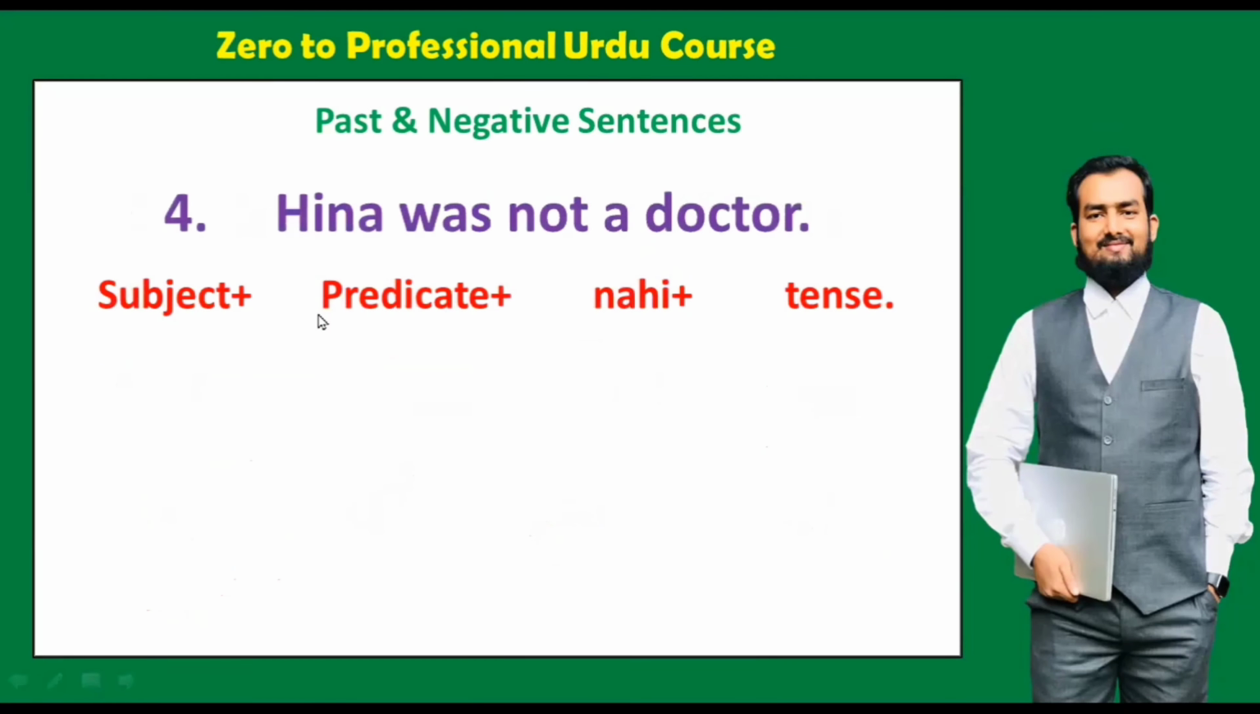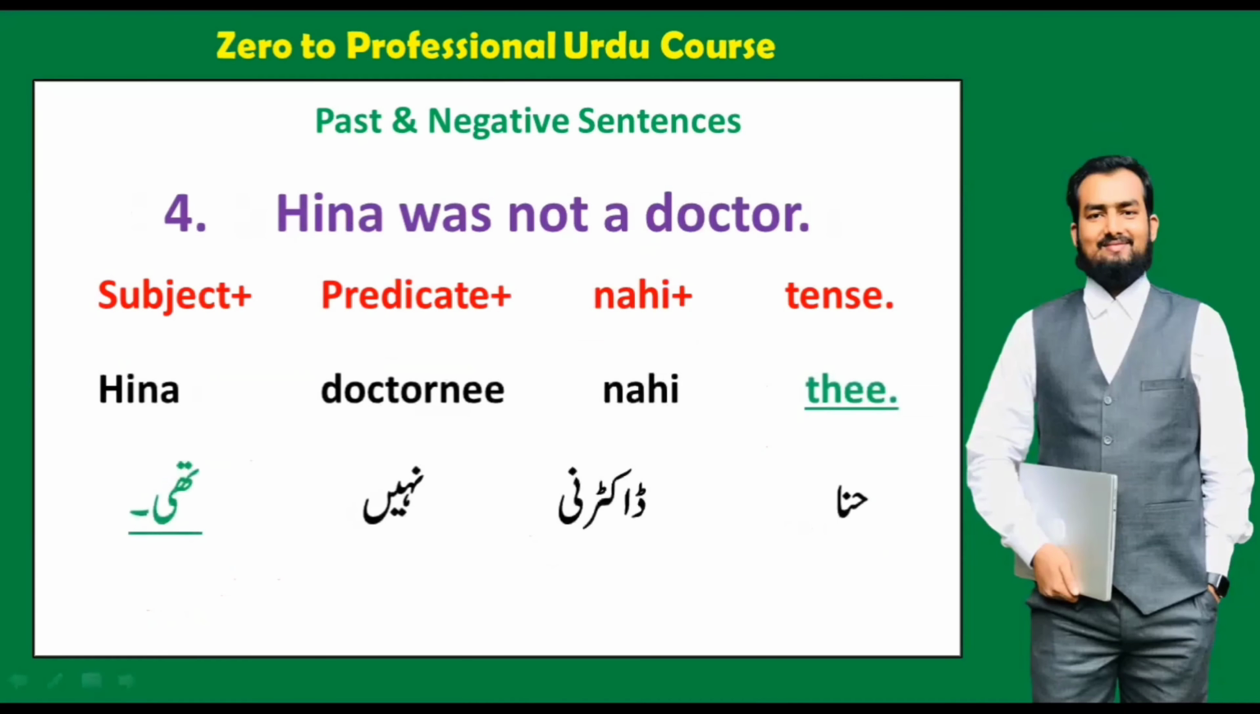The next sentence is Hina was not a doctor. Maybe she was a nurse. Okay, so Hina was not a doctor. How will you say in Urdu? We will say Hina doctorni nahi thi. So Hina, she is female. That is why we have told here thi. And doctor we change into doctorni for a female. Okay, so Hina doctorni, we have told here doctorni for female.